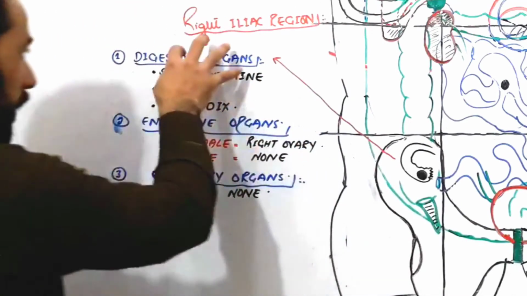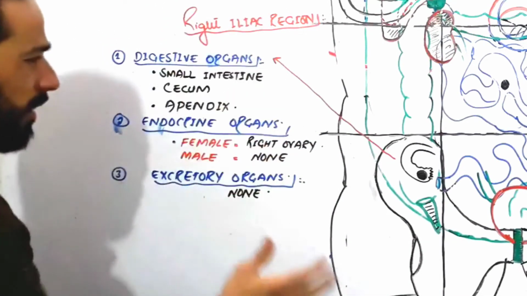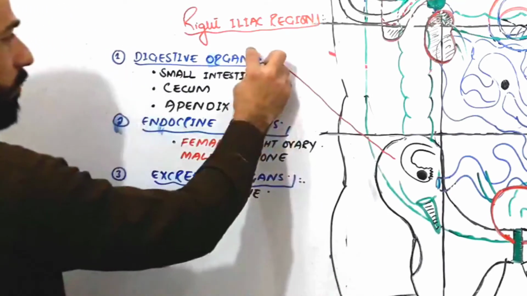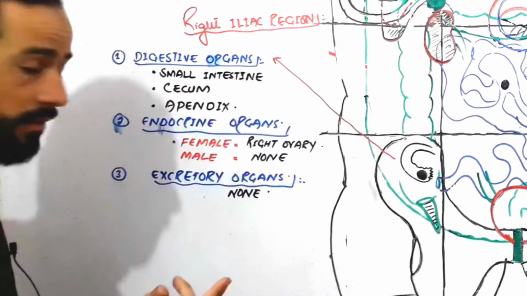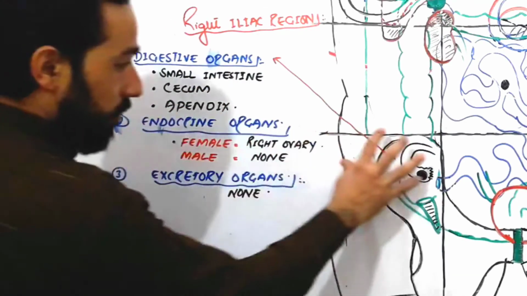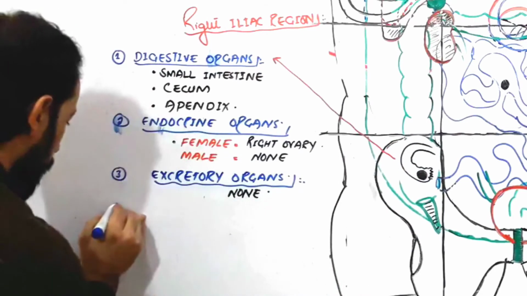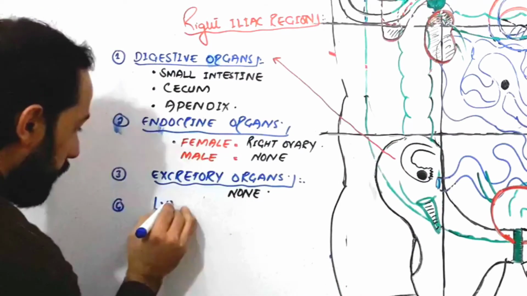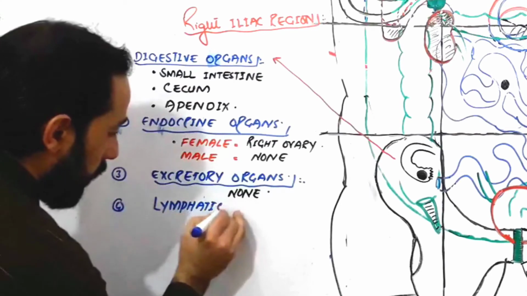As you can see, I am dividing all those organs. If we write all these organs in one line, that will be a little bit complicated, right? So we say what the digestive organs are here. It will be easier in understanding and remembering: what are the endocrine organs, what are the excretory organs, and then what are the lymphatic organs which are found there. Lymphatics or lymphatic organs.